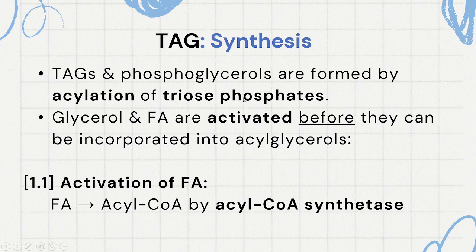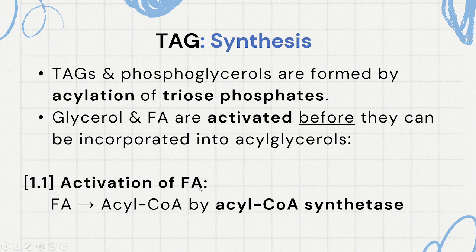Triacylglycerol and phosphoglycerols are formed by acylation of triose phosphates. So this links lipid and carbohydrate metabolism. Glycerol and fatty acids, the initial substrates for triacylglycerol synthesis, have to be activated before they can be incorporated into the structure of an acylglycerol. So how is fatty acid activated?